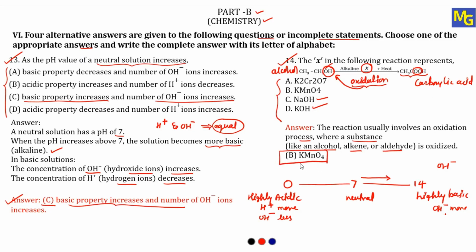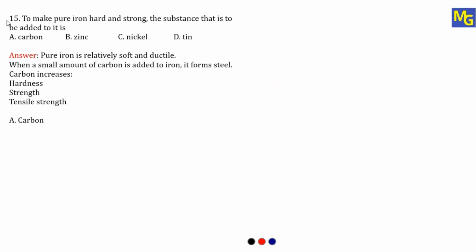And therefore the option B, KMnO4, is the correct one. KMnO4 means potassium permanganate. Remember this. So this is the answer for question number 14. Now we'll move with the next. Now we'll start with question number 15.